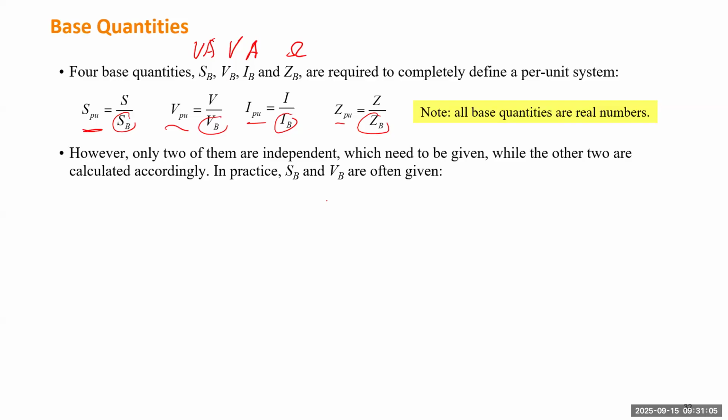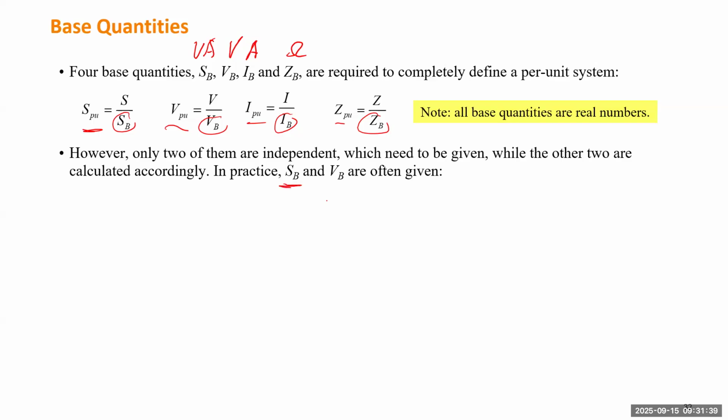Such as the per unit value will have the same angle as the original value. But actually, because we know the impedance is equal to voltage divided by current, which means V, I, Z are not independent of each other, right? And also power is equal to voltage multiplied by current. In a 3-phase system, you also need to multiply by root of 3, but they're also dependent. So we don't have to define 4 independent bases. We just define any 2 of them, and the other two will be calculated.